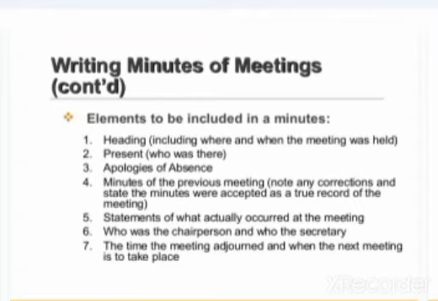Write who was present in the meeting. Then apologies for absence. Who was not present, and what was the reason why they were absent for the meeting. Then minutes of the previous meeting, and you need to note any corrections and state the minutes were accepted as a true record of the meeting.